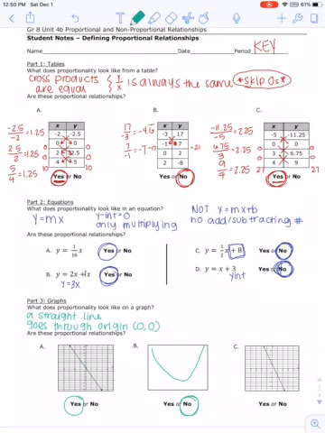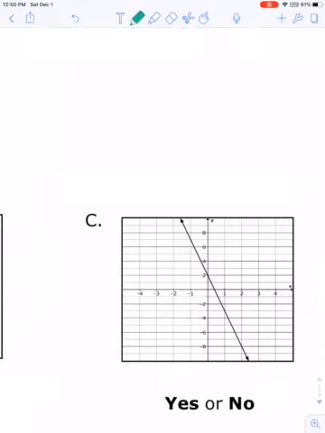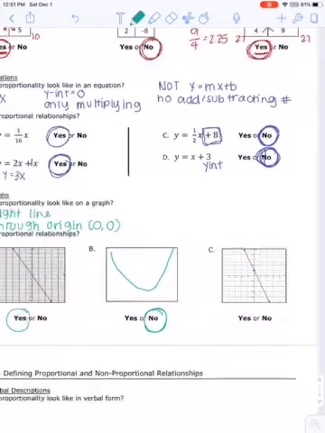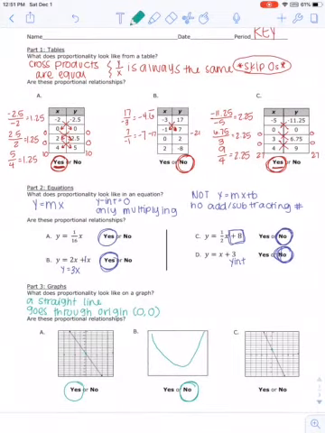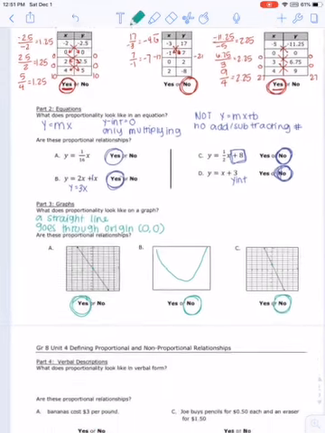And then we look at C. Again, I'm going to zoom in here. My y-intercept is +2. So even though it's a straight line, I have to write no because it does not go through the origin at 0, 0. So that's how we use tables, equations, and graphs to look at proportionality.